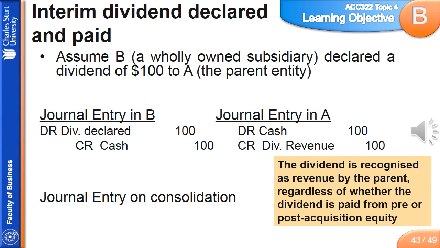So on consolidation, as I mentioned before, we never touch the cash account when preparing consolidation entries. We need to reverse that dividend declared, so we'll credit that, and then on the parent side we need to remove that dividend revenue, so we'll debit dividend revenue. You could also add into that consolidation entry, interim dividend declared, just to help identify, if there were multiple dividends, that this is the interim dividend you are referring to.